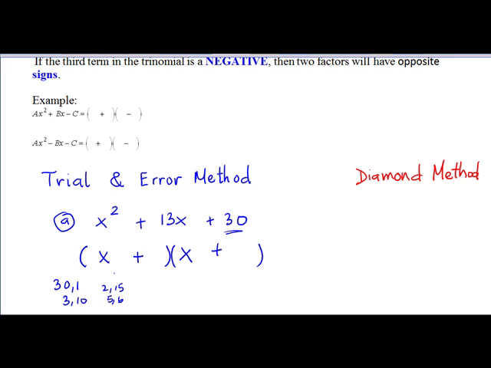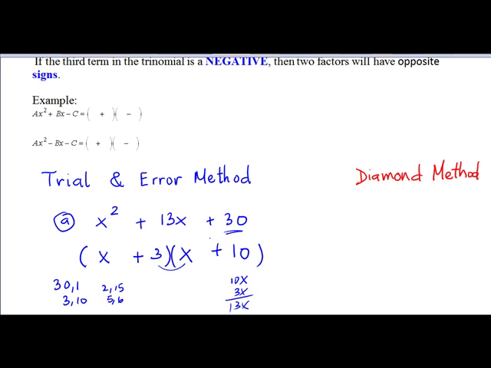Okay? So this method works well if you list all the possibilities out and you can see easily which one to pick. But if you try to do it in your head, sometimes it's a little bit harder. So I can see easily 3 and 10 has to be a good candidate. So put 3 and 10 here, and then I'm going to test by multiplying back. x times x is x squared. 3 times 10 is 30. To get the 13x, you take x times 10 is 10x. 3 times x is 3x. You add together, you have 13x. So bingo. So this is your answer.